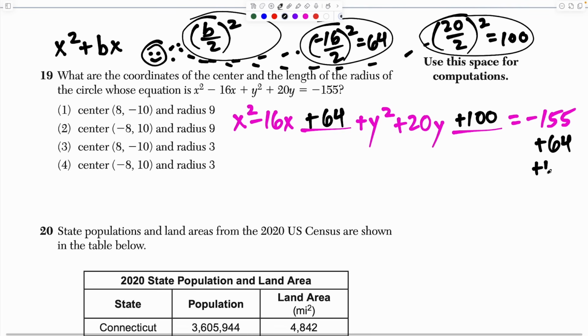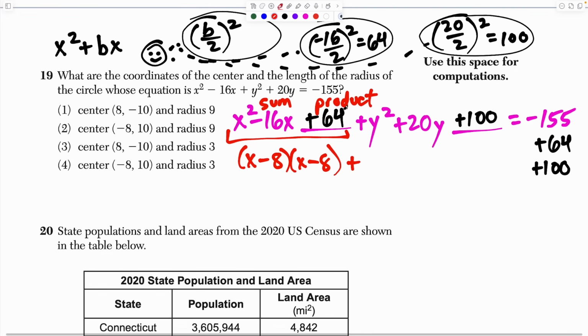Now, the reason they call this completing the square is that what we wind up with are two perfect square trinomials. What that means is when we factor, we're going to get matching factors. Here I'm thinking about what two numbers have a sum of negative 16 and a product of 64. That's going to be negative 8 and negative 8. So we have x minus 8 times x minus 8.